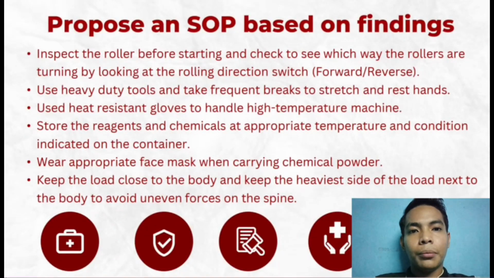Proposed SOP based on findings. First, inspect the roller before starting and check which way the rollers are turning by looking at the rolling direction switch. Second, use heavy-duty tools and take frequent breaks to stretch and rest our hands. Third, use heat-resistant gloves to handle high-temperature machines. Fourth, store the reagents and chemicals at the appropriate temperature and condition indicated on the container. Fifth, wear an appropriate face mask when carrying chemical powder.